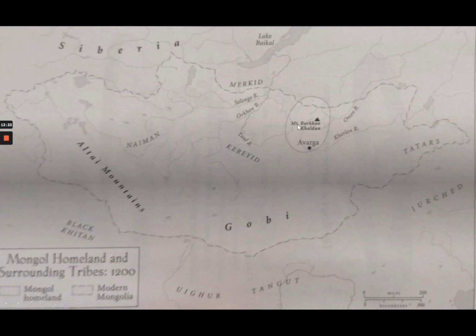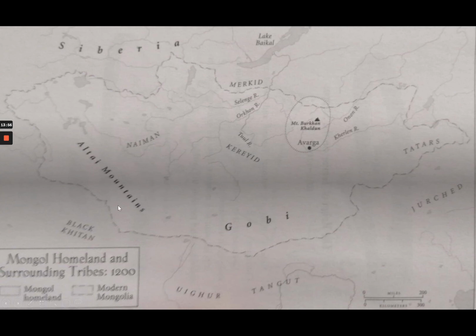But the Mongols were not the only tribe in Mongolia at this time. There were the Merkid, the Nayman, the Kerid, the Tatars. And these tribes north of the Gobi Desert and north of the Altai Mountains were rivals with each other and would often fight. And you will read about that in a moment.